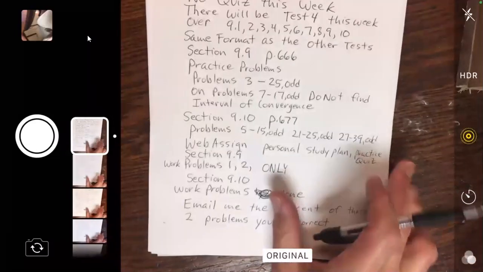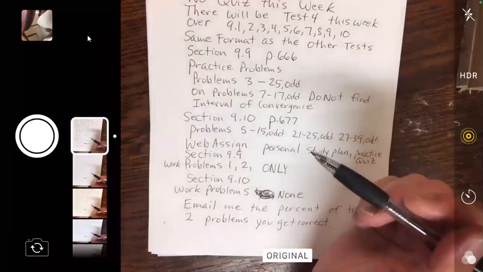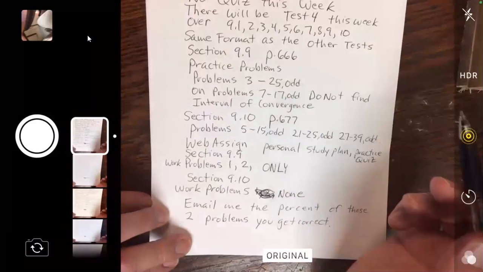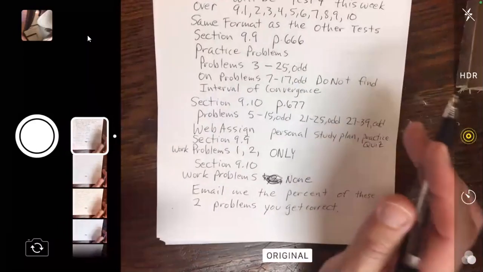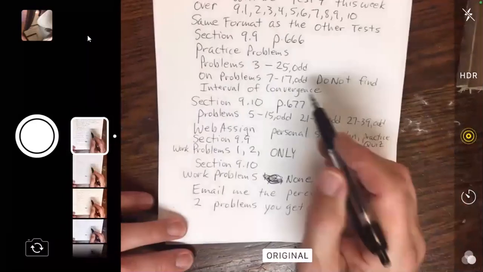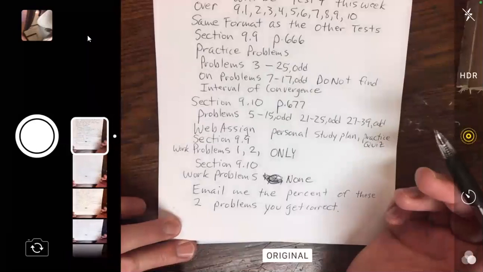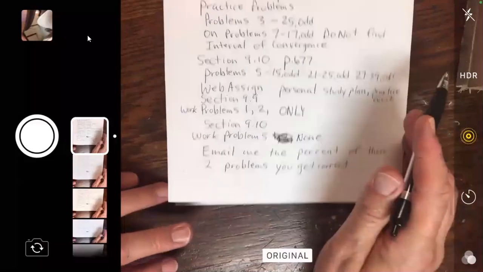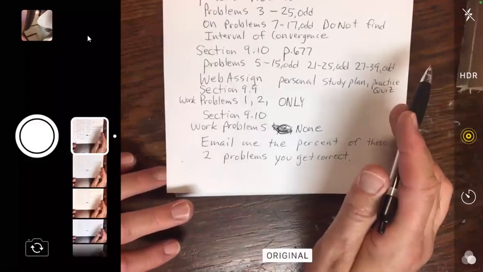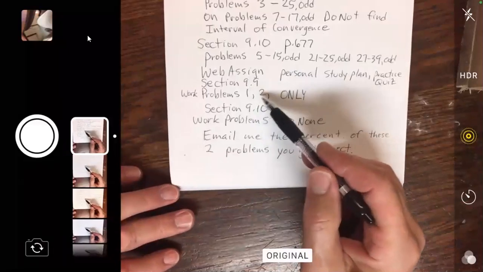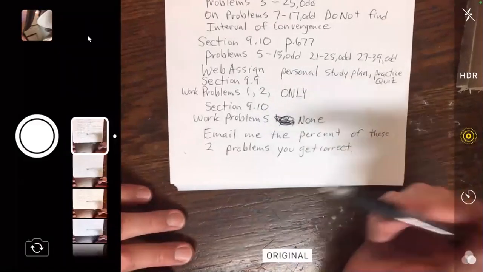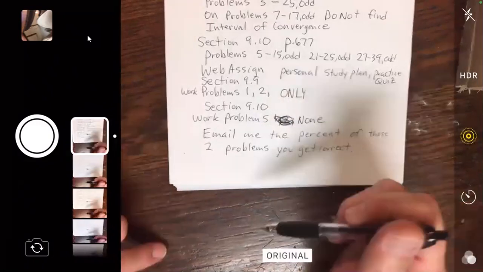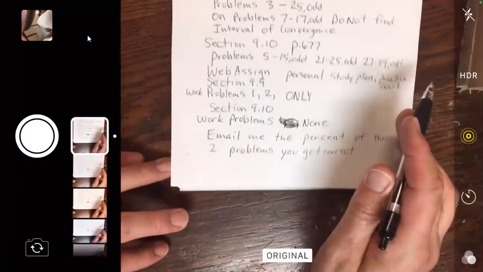The practice problems for 9.9, 3 to 25 odd. On 7 to 17, it gives you directions to find interval of convergence. Don't worry about that. That turns them into unbearable projects, and we will only mess with interval of convergence back in, I think, 9.8. So 9.10 to finish up, 5 to 15, 21 to 25, 27 to 39. And really only 2 web assigned problems from 9.9 I found worth doing. So when you have such small numbers, the percentages can get strange. If you only get one of them right, you get 50%, so it's almost 0, 50, or 100% on those things this week.